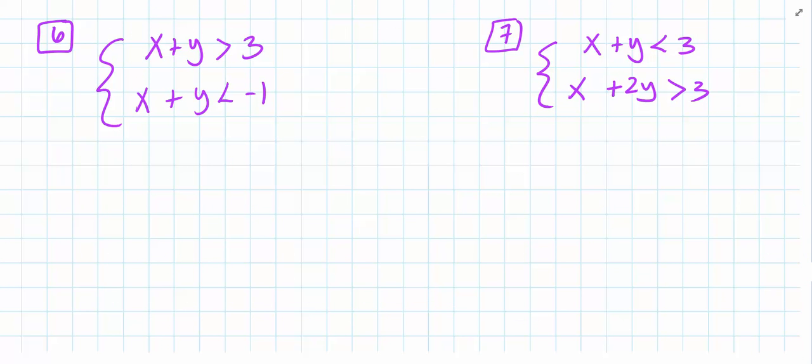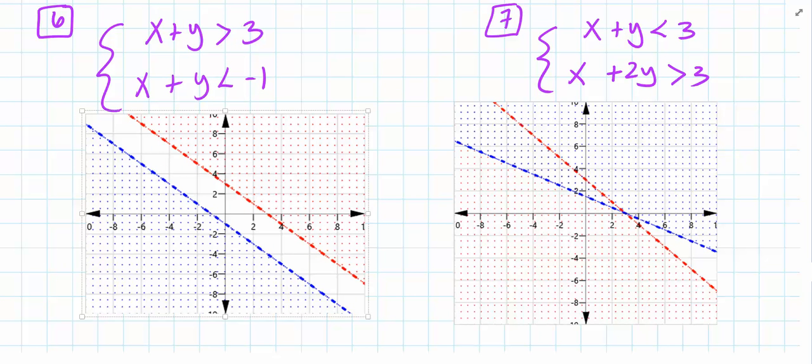What I'd like you to do now in your table groups is graph each of these systems, and then talk about them and discuss the bounded region or the solution region. I've gone ahead and graphed these. Hopefully you and your table group saw something similar to this when you graphed both of these. Is that true? Yes. Okay, so let's talk about number 6.